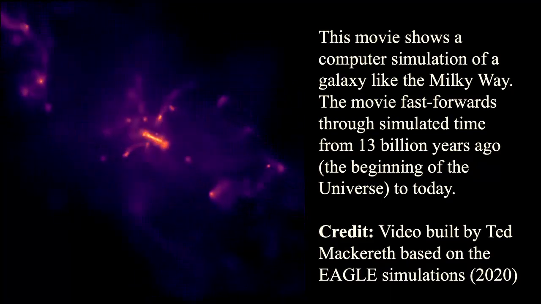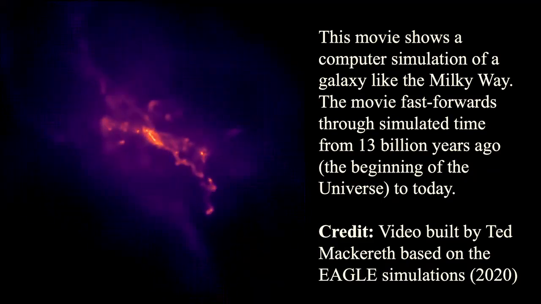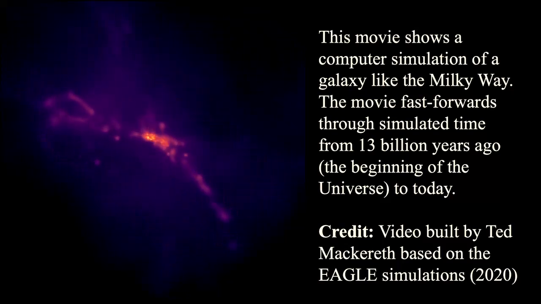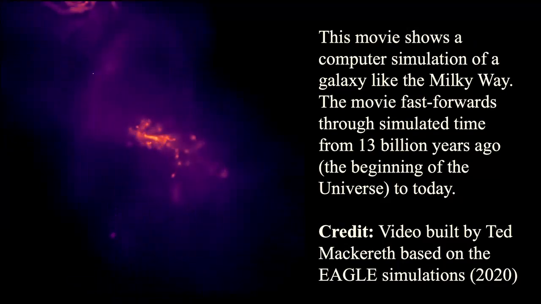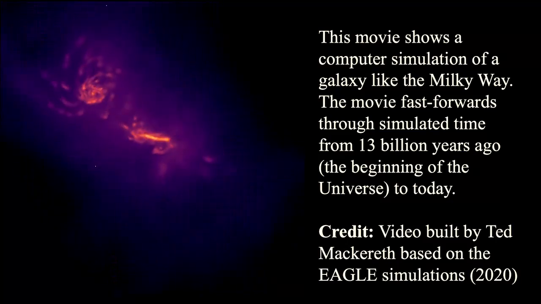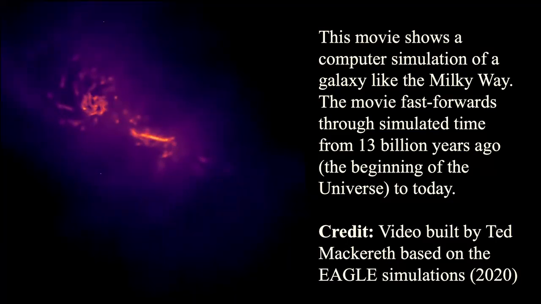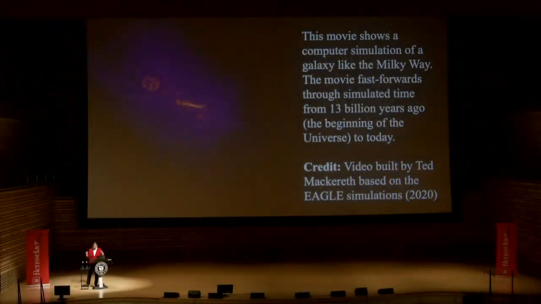And now you're starting to see that there's a disk in there. This whole motion of gravitational attraction of small things growing up to be bigger things is hierarchical structure formation. And now I guess that's Andromeda coming in from the side. And the movie stops because you get to where we are today.